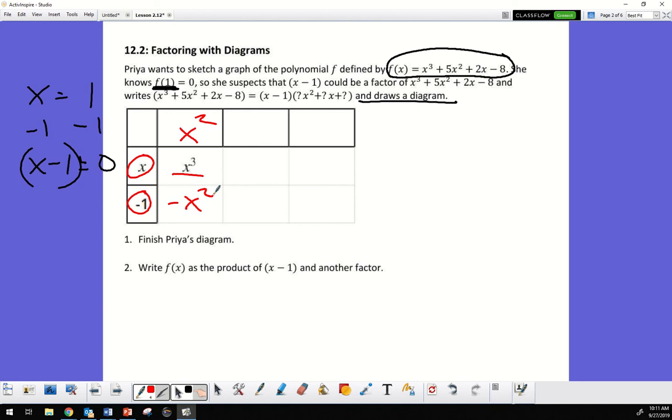So am I confusing? Am I losing anyone right now? Please, if you have questions, please speak up. Victor, you good back there? Okay. All right, let's keep going then. So now, what's the next number I need to work with?